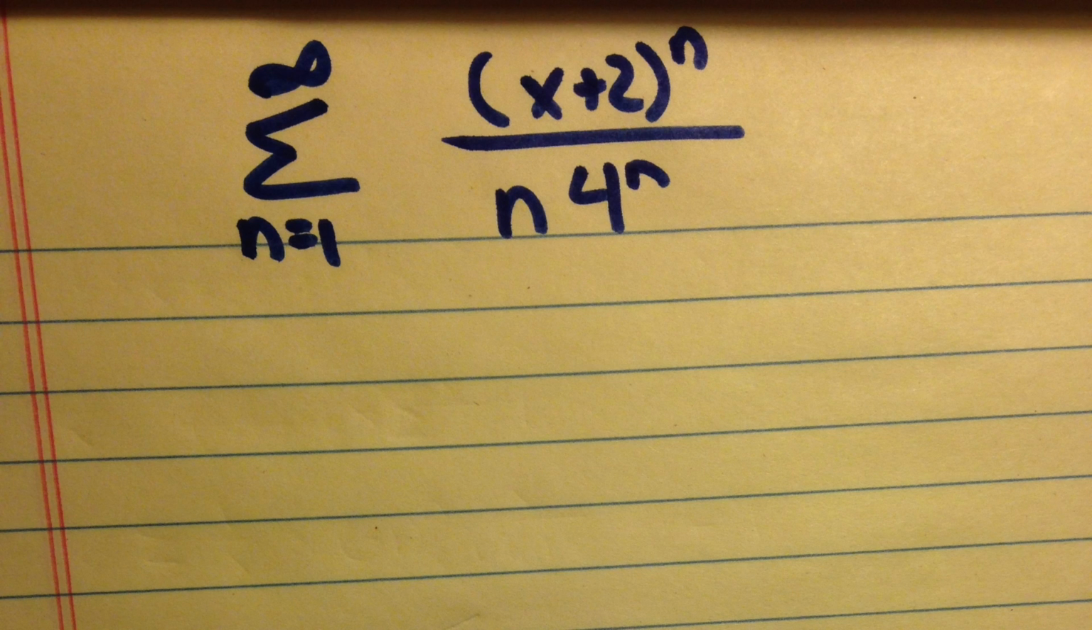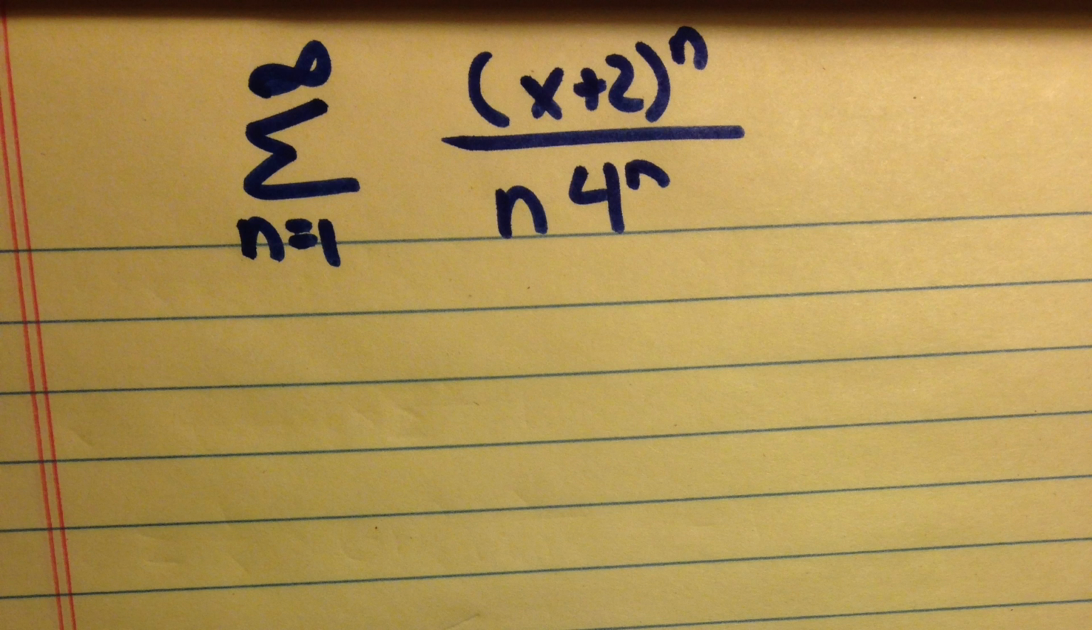I'm Rob Pizzamenti, and today we will be looking at how to find the radius of convergence and the interval of convergence of the series (x + 2)^n divided by n times 4^n. Before we begin, I want to make clear what we're trying to do here. What we're trying to do is find for what values of x this series will be convergent.